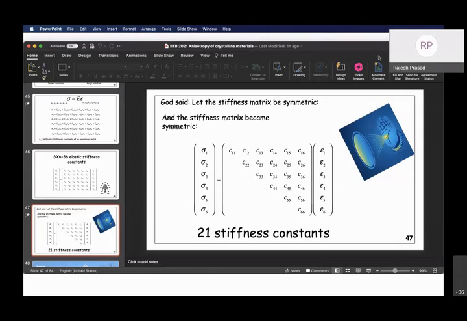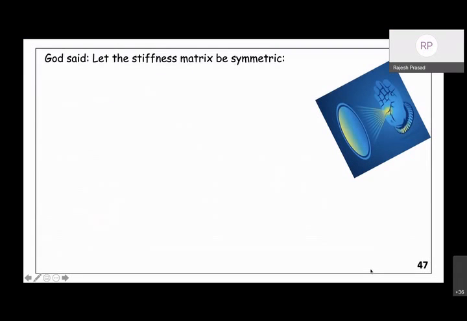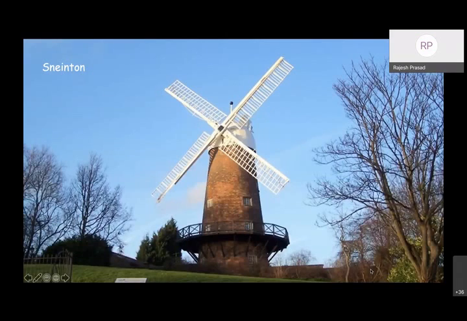But I thought sometimes the enthusiasm should be seen through the face. And I'm quite enthusiastic about this story. So 21 stiffness constants. Let us take a tour to the birthplace of these 21 elastic constants. The birthplace is not Harvard or Oxford or MIT. The birthplace of the 21 elastic constants is a small town in England, Sneinton, with a windmill which was used for grinding wheat for baking bread.